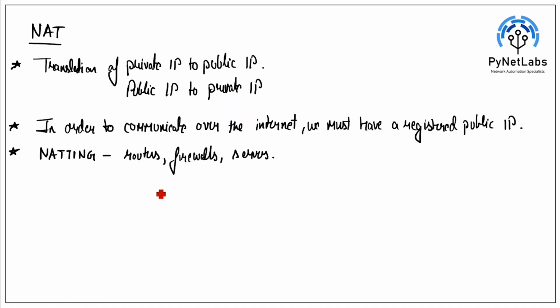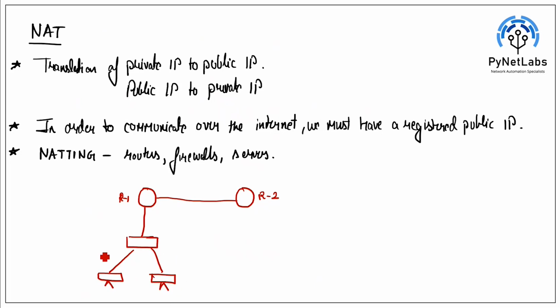So if you see here how network address translation actually works, let's say this is my router one. This router one is connected to router two, and we have a switch connected to this particular router, and here you have some devices, and here also you have some devices. Let's say this is PC 1.1 and this is PC 1.2. And we have a gateway here, 192.168.1.100. And here you have some public IP in between.